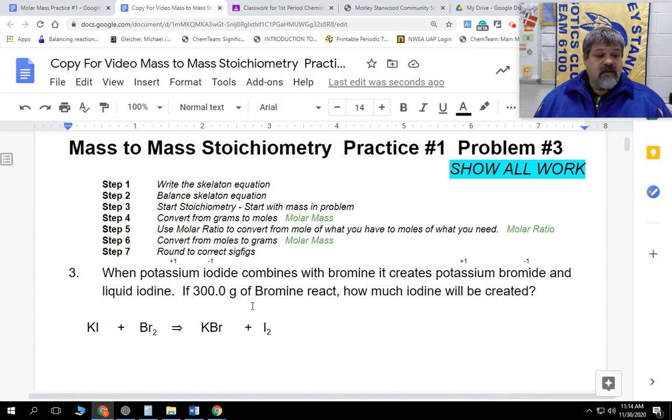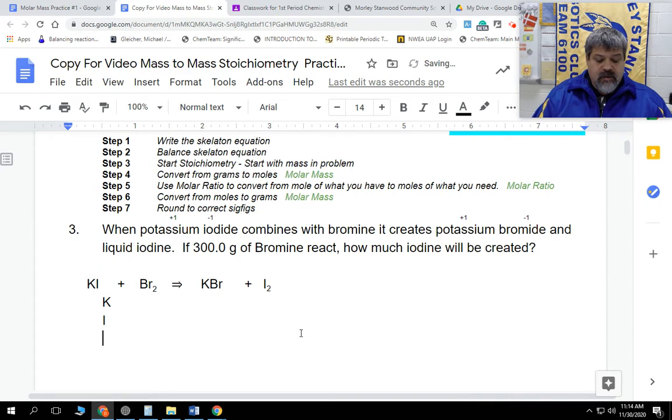So we're going to balance our skeleton equation. How are we going to do that? I like to go ahead and start on this side, and we're going to put a K, and then an I, and then a Br. Now, how many do I have of each one? Well, I have 1 potassium, 1 iodine, but I have 2 bromine. I go to the other side.